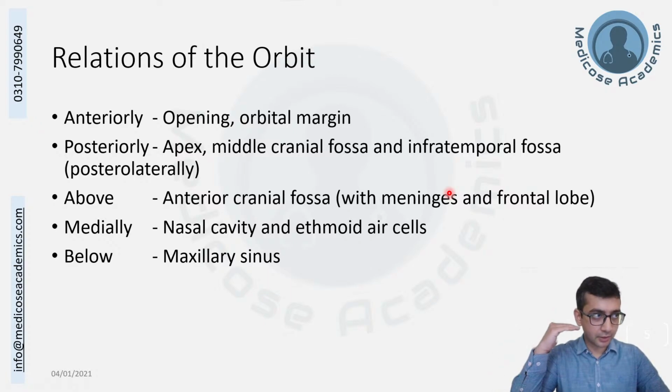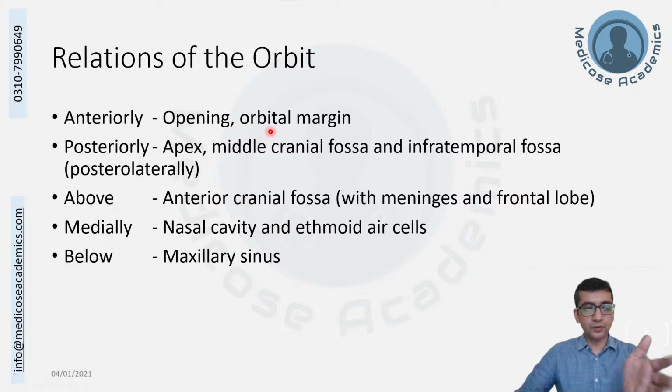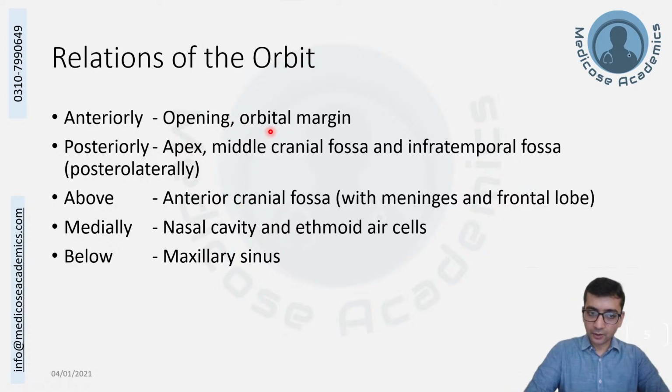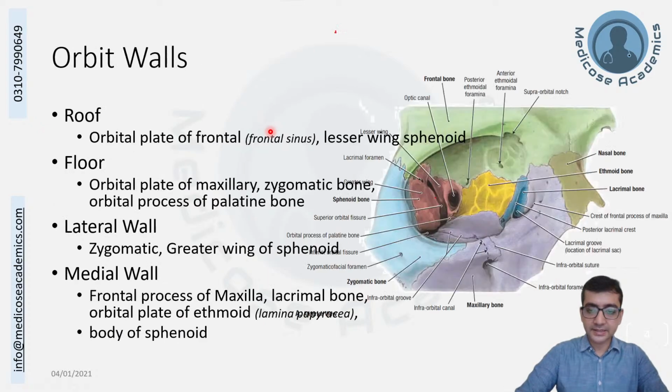Above, the roof of the orbit is making the floor of the anterior cranial fossa. So if anything penetrates this roof, it goes through the bone, through the meninges to the frontal lobe that is present in the anterior cranial fossa. Medially, there is the nasal cavity, and in between the nasal cavity and the orbital cavity, there are the ethmoid air sinuses. Below, there is the maxillary sinus.